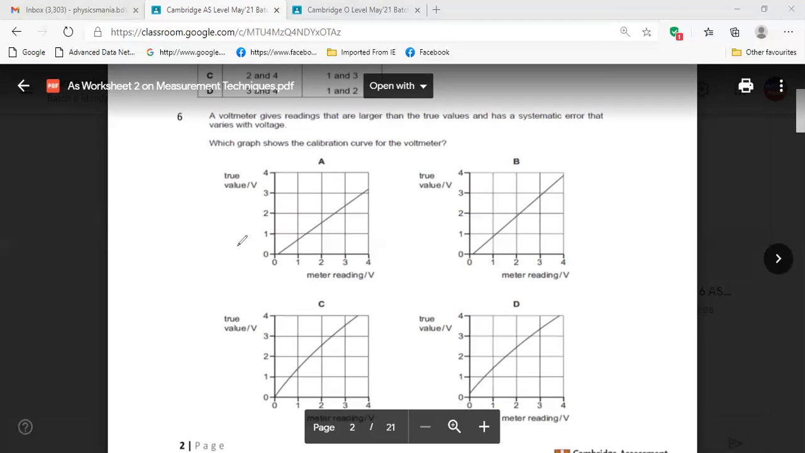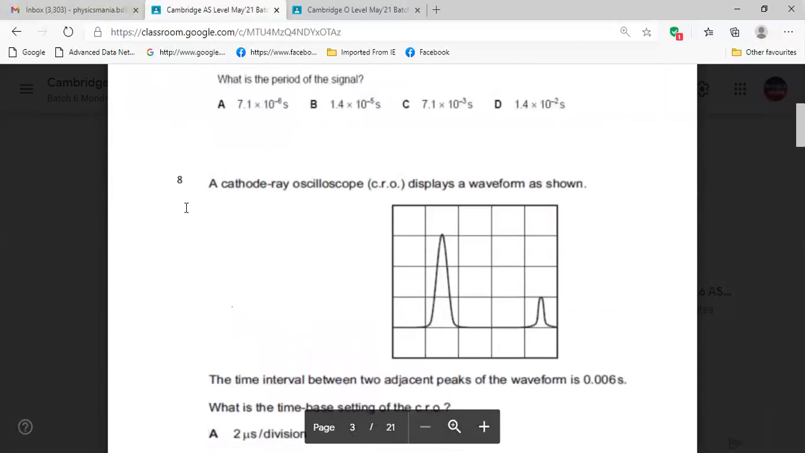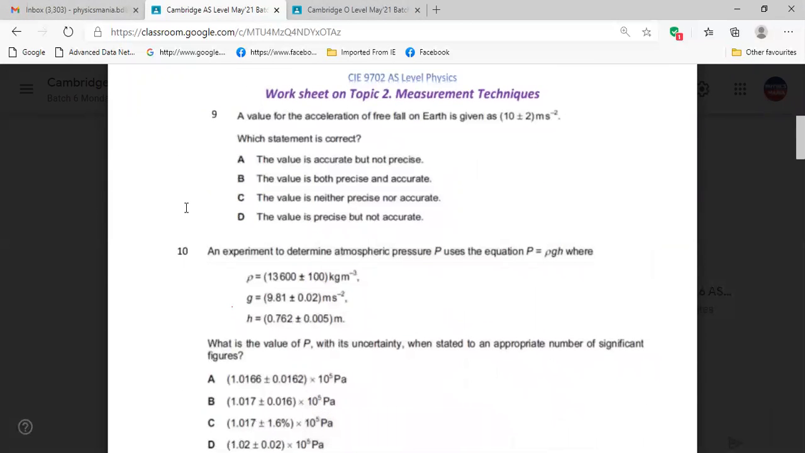Okay, now next, after 6, these are also done. We did this before. Question number 9. Can you read question number 9? Value for the acceleration of free fall on Earth is given as 10 plus minus 2 meter per second squared. Which statement is correct?